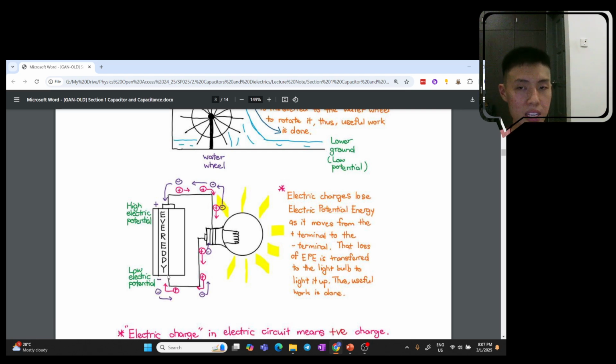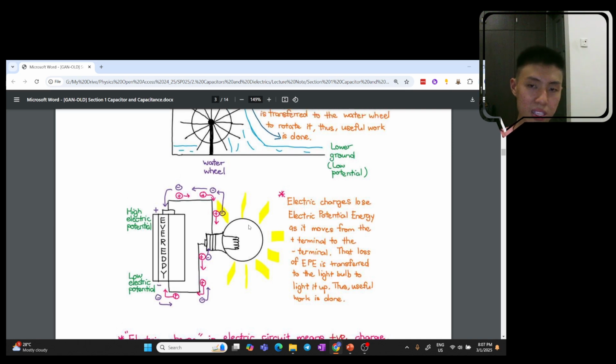So where does the electric potential energy go? The electric potential energy that was lost actually got transferred to the light bulb, causing the light bulb to light up. Okay, the electric charges lose electric potential energy as they move from the positive terminal to the negative terminal. That loss of electric potential energy, from high to low, is actually transferred to the light bulb to light it up. Thus, useful work is done.